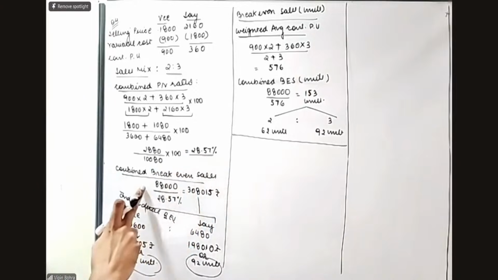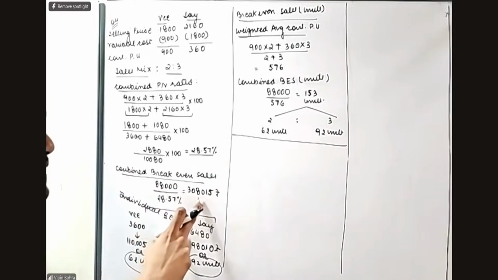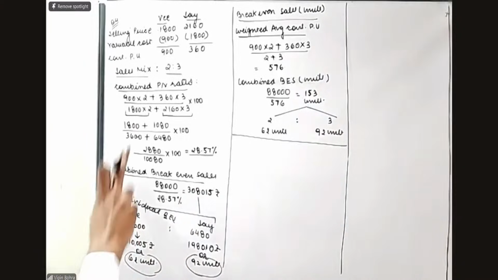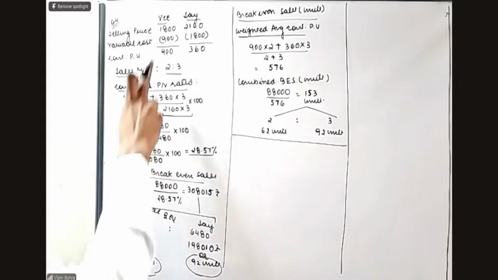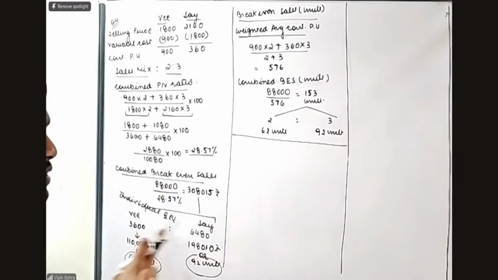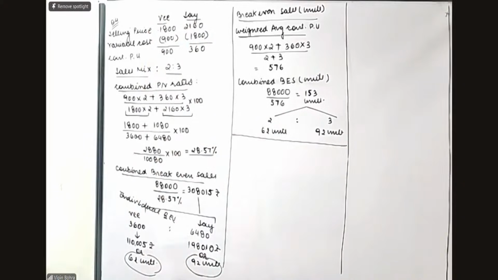Once the combined PV ratio is calculated, we will calculate the combined break-even sales. And now that break-even sales will be distributed in the ratio of the selling price into weight. So 1800 into 2 and 2160 into 3. So the combined break-even sales will be distributed in this ratio to calculate the individual break-even sales. If we divide it by the selling price per unit, we will get the number of units.